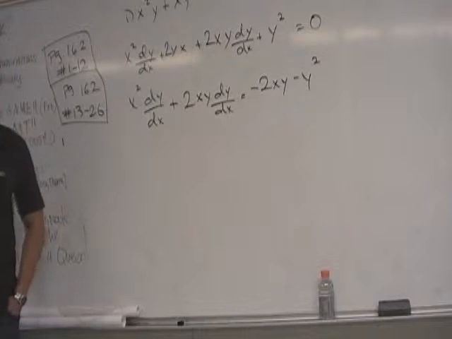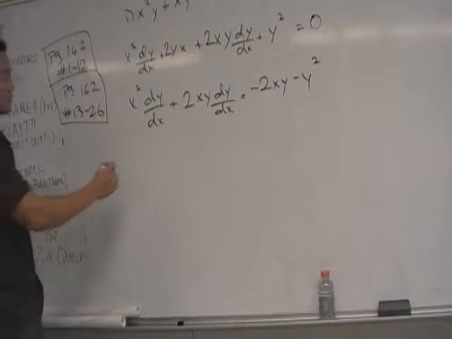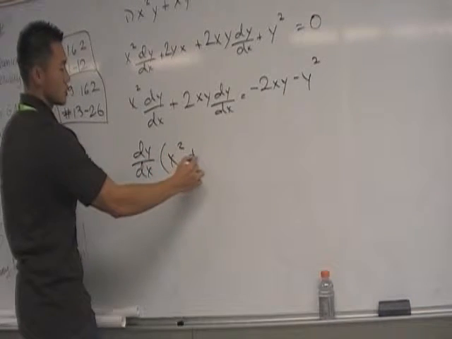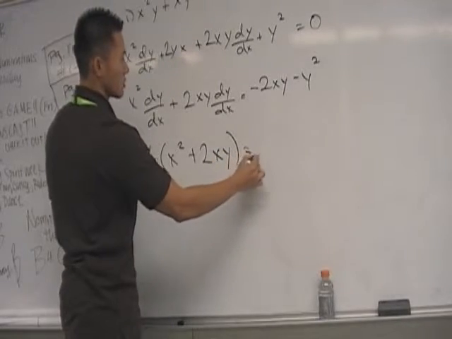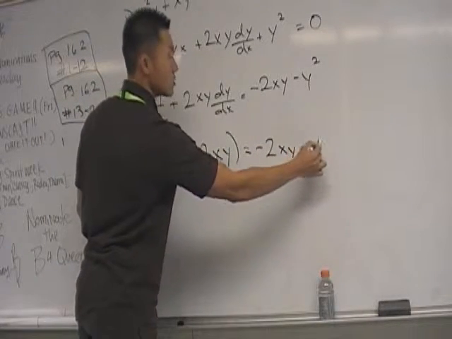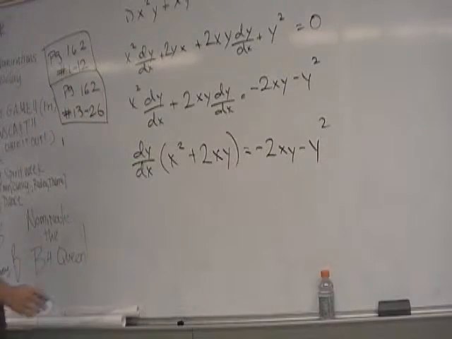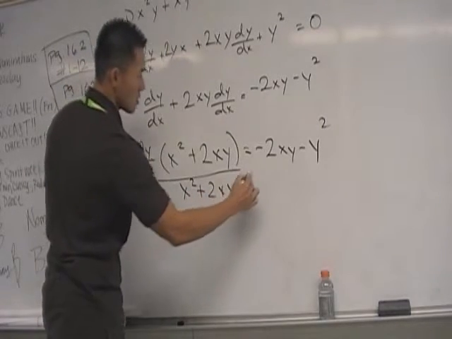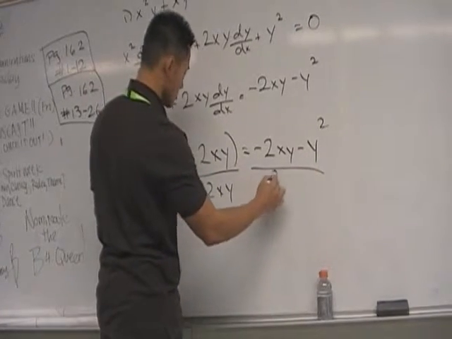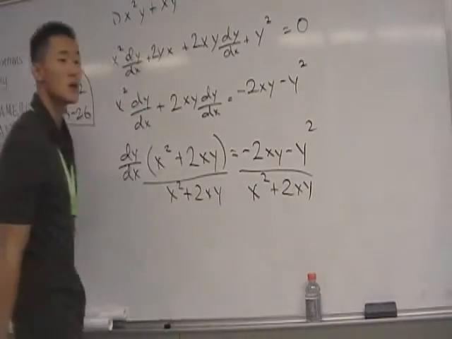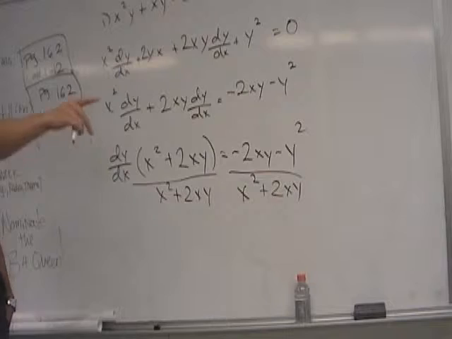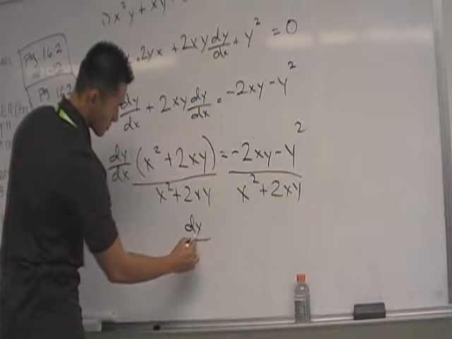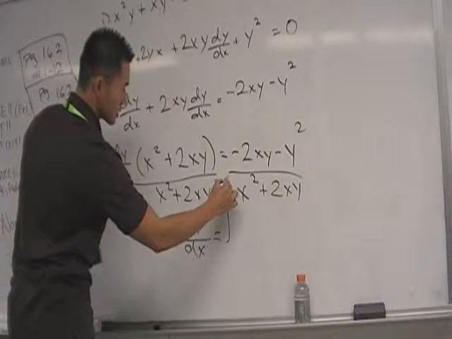What do we do here? Factor. You factor out the dy dx, and then we have x squared plus 2xy left over. Divide both sides by x squared plus 2xy. So dy dx is equal to this right here.